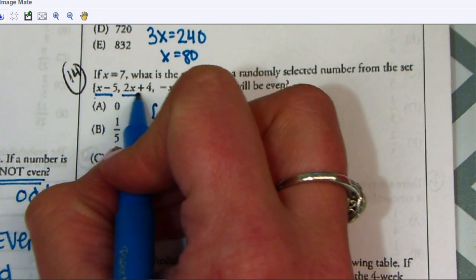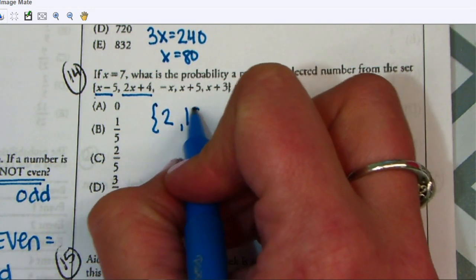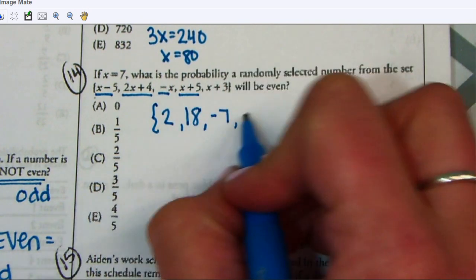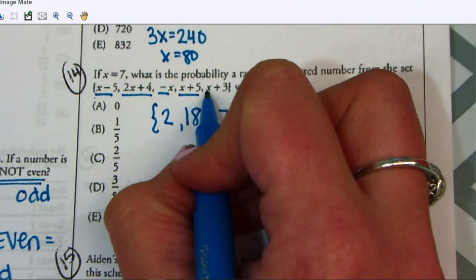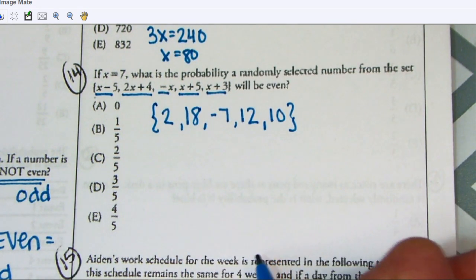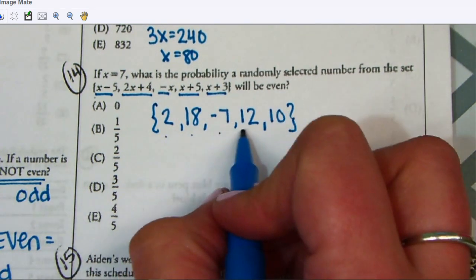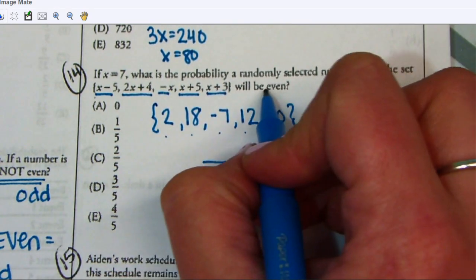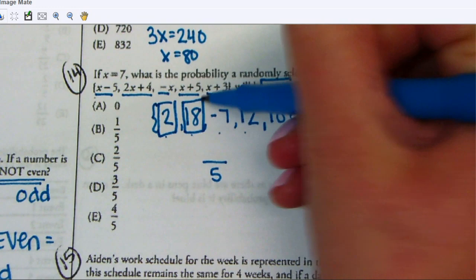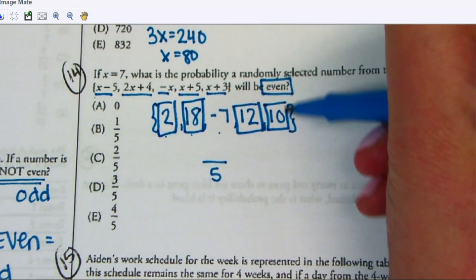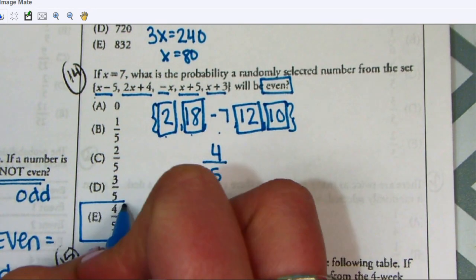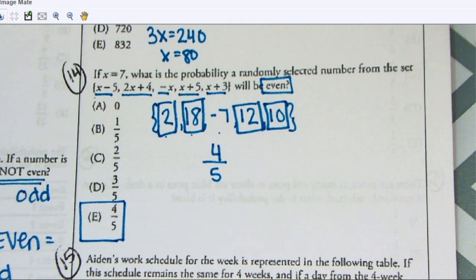Then we go to the next one, 2x plus 4. So 14 plus 4 is 18. Then we have negative x, which would just be negative 7. Then x plus 5, which is 7 plus 5, which is 12. And then x plus 3, which is 7 plus 3, which is 10. All I did was take x and plug it in. So now I see 5 total numbers, and I'm looking for which ones are even. Well, 2 is even, 18, 12, and 10, which is 4 out of 5. So I have a 4 out of 5 chance of selecting an even number.